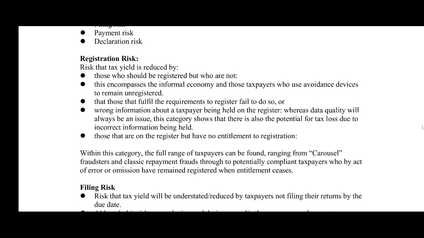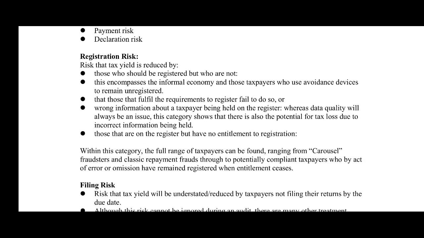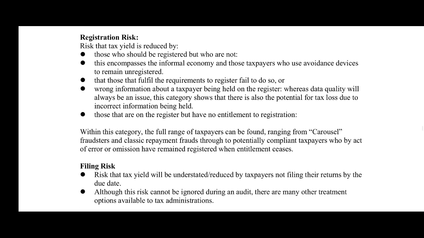So what is registration risk? This is the risk that the tax received or the tax yield is reduced by those who should register but are not. This encompasses the informal economy and those taxpayers who use avoidance devices to remain unregistered. So this is where those who fulfill the requirements to register refuse to do so, or wrong information about the taxpayer is being held on the register. So where the taxpayer is not supposed to be registered, but he is registered.